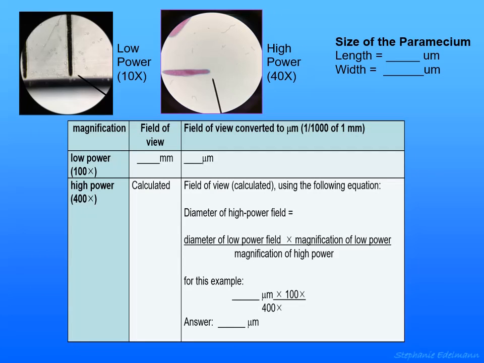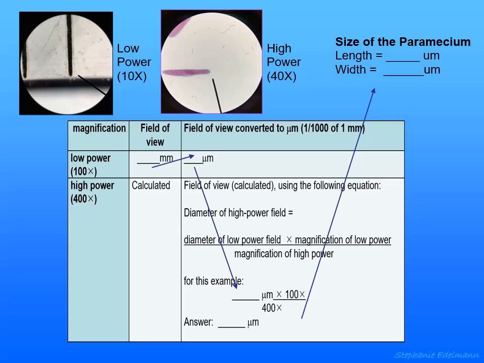So we just measured the field under low power, which was 10x, right? And we came up with the fact that that's 2 millimeters, and you should be able to figure out what that is in micrometers. Then based on that, we can calculate the field of view of the high power field by taking the number of micrometers from above and multiplying it with 100, which is what the lower power total magnification was, and dividing it by 400.